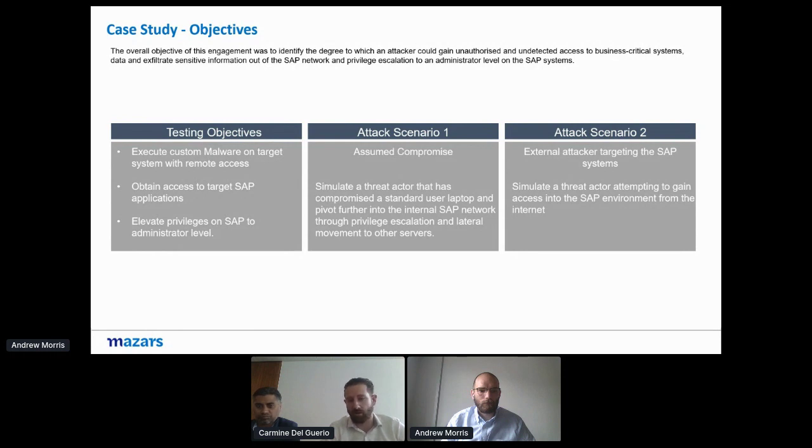The second scenario is an external attack. Could a user or an attacker attack the SAP network externally by exploiting technical vulnerabilities, security misconfigurations? So we're looking at servers themselves, but also the web application as well. So two different attack scenarios that are testing two different parts of the client's organization.